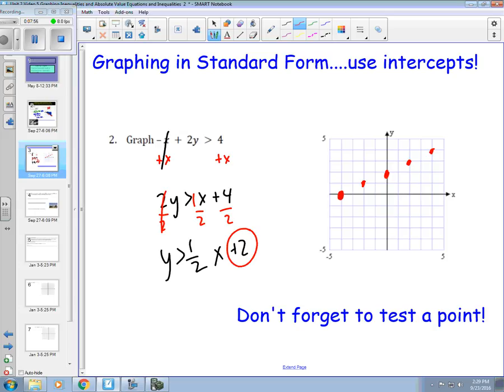Now connect them. What type of line should we use? This is telling us dotted. It doesn't have that or equals to. So connect them with the dotted line. Points on that line are not solutions.